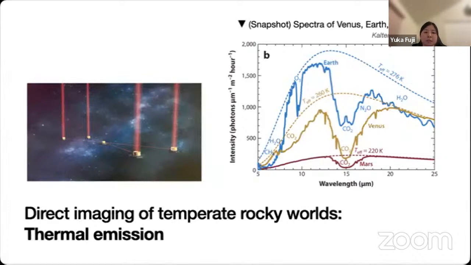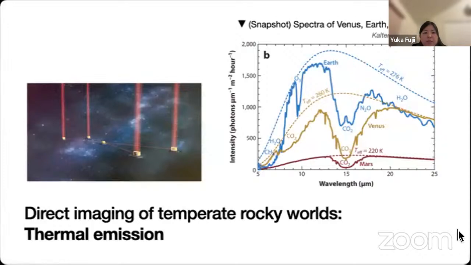Typically thermal emission spectra are modeled using 1D. But as we have seen before, the thermal emission spectra can also include the information of the heat redistribution efficiency, and there could be a horizontal gradient. And this could also provide additional information about the planetary surface.